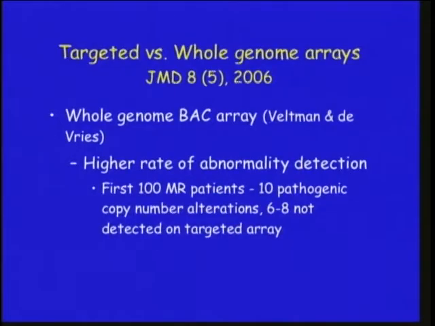And in this recent issue of the Journal of Molecular Diagnostics, there were two competing articles, one that argued for the use of targeted arrays and another one that argued for the use of whole genome arrays. And the group arguing for whole genome arrays says that, not unexpectedly, they have a higher rate of abnormality detection on their arrays. So if you look at the first 100 mental retardation patients that they screened, they picked up 10 pathogenic copy number alterations, and they estimated that they would have missed 6 to 8 of these abnormalities if they were using the targeted arrays that we're using in this country here.